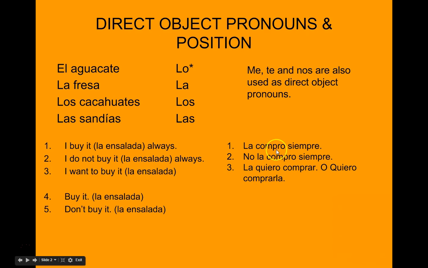In sentences 1 and 2, we had no choice because there was no infinitive. We had to put it before the conjugated verb. But in number 3, we have a choice.